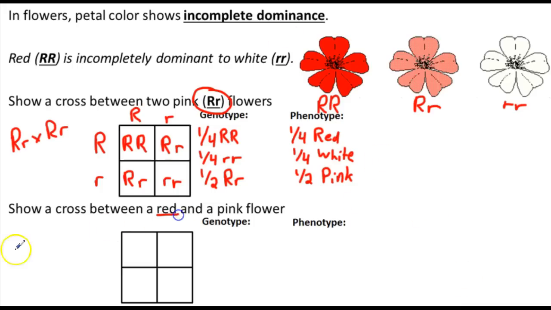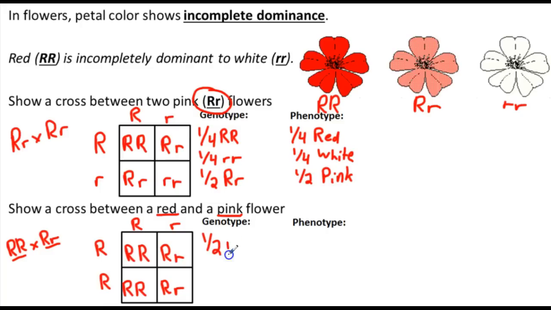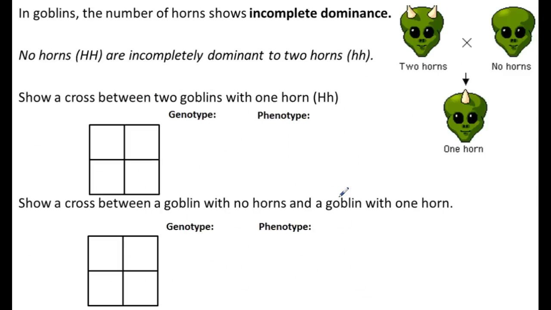All right, let's take a look at the second one now. Crossing a red, big R, big R, and a pink flower, that one would be heterozygous, big R, little r. So here's my combinations. That's homozygous dominant. Here's the heterozygous, filling that one in as you see. My genotype counts, half are going to be big R, big R, and half are going to be big R, little r. So this means half will be red and half will be pink.